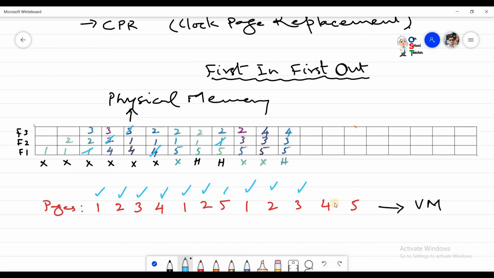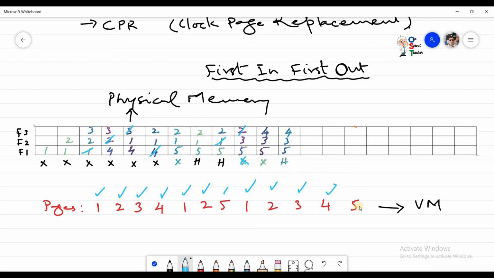After this, page number 4 is required. This is also a page fault, so we have put here a cross. So now in this situation, because in frame number 3 page number 2 is the oldest one, this will be removed, and at this place page number 4 will be kept.